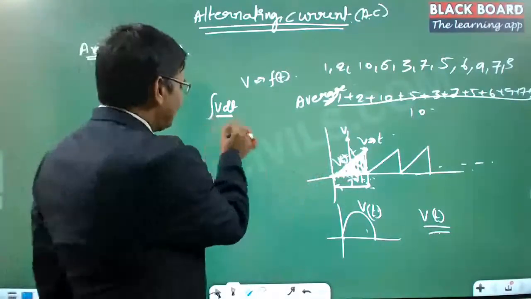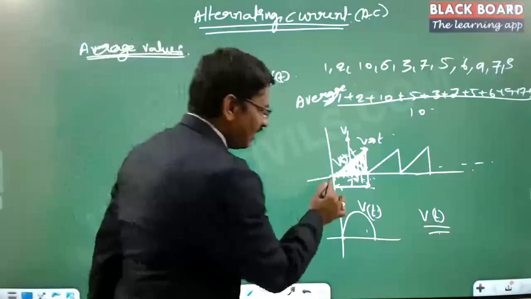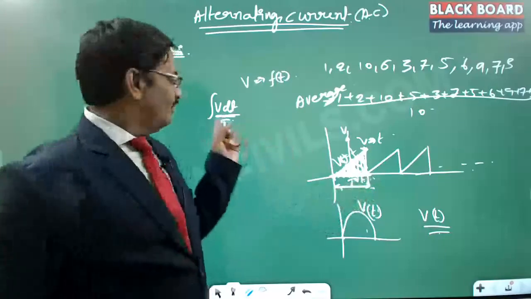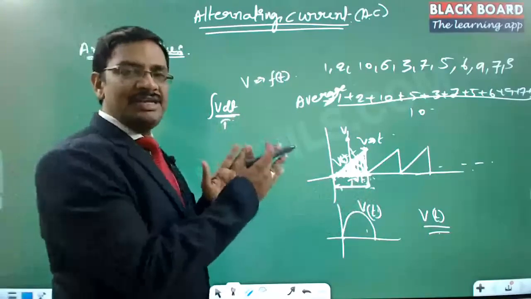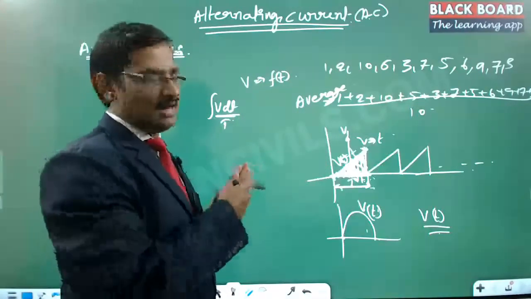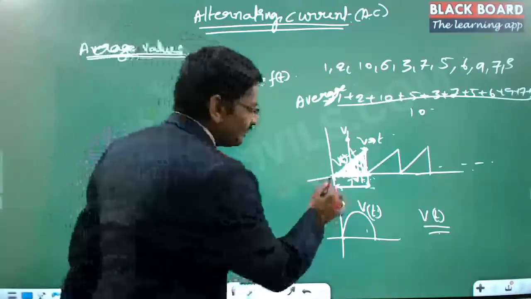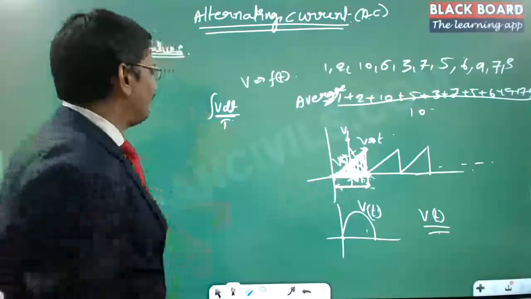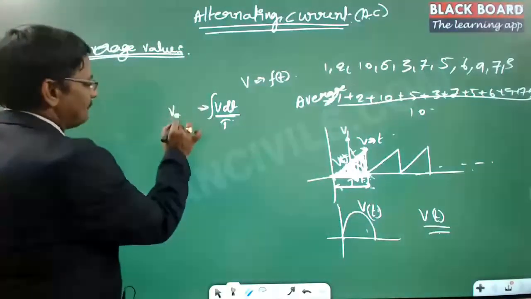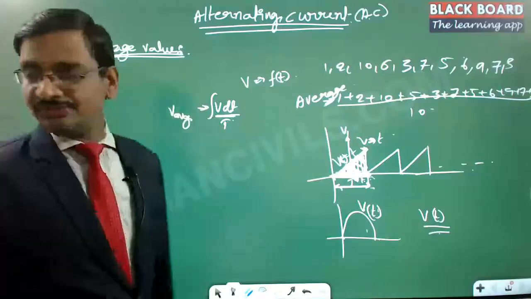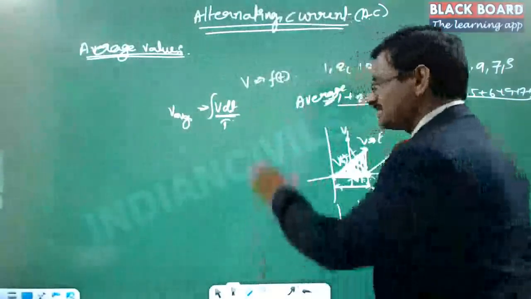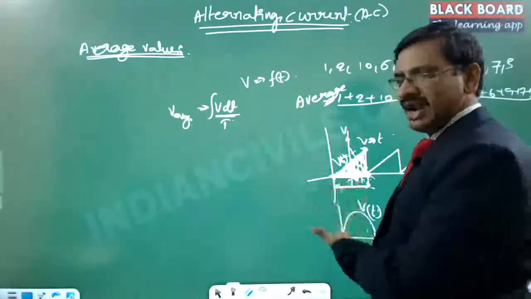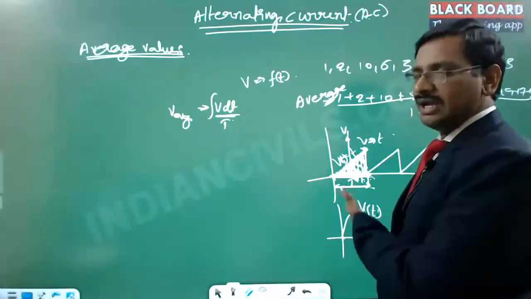Now, if I divide this entire thing with capital T, which is the entire T value, that means the V into dt products we have added for the entire thing, and we have divided with the entire T value. Then obviously it will give the average value of V, right? Got it or not? This is exactly what we are doing. So this is the average value calculation. This is the standard mathematical methodology to find out the average value.